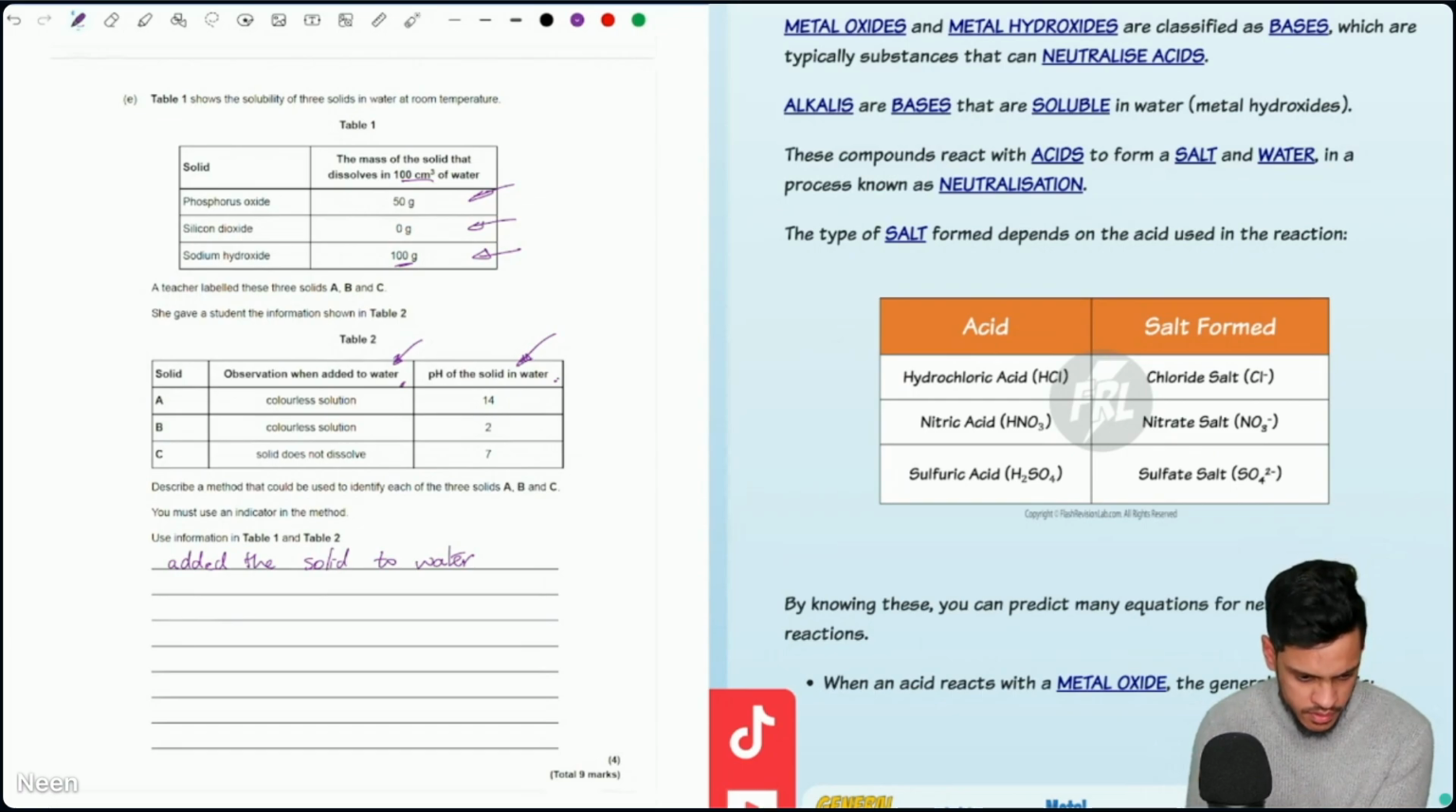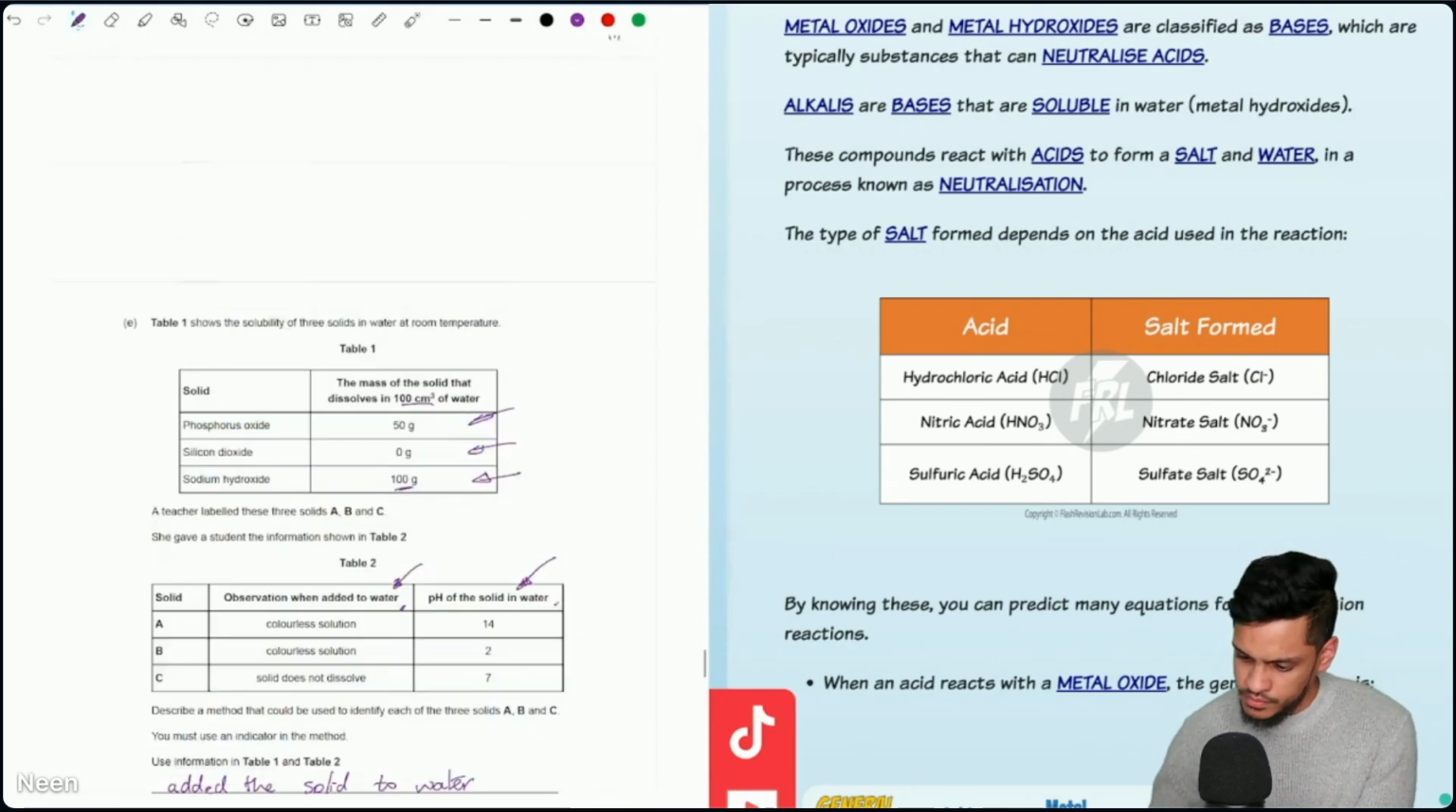Someone said decrease. I can't see your name. Can you just change your username to your name, because I'm not sure who you are. You said decrease. I'm not sure what you mean by that. Which question are you talking about?